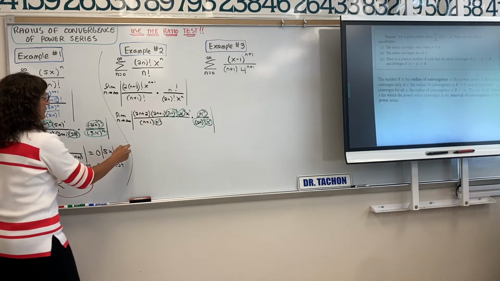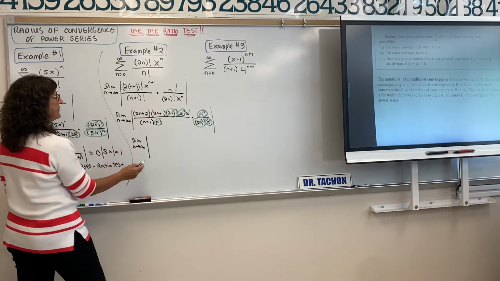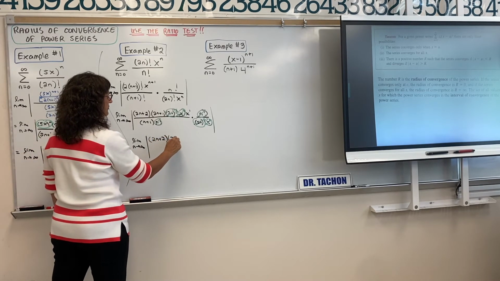What do we have left over? So we've got the limit as n goes to infinity. We have in the numerator 2n plus 2, and we have 2n plus 1.